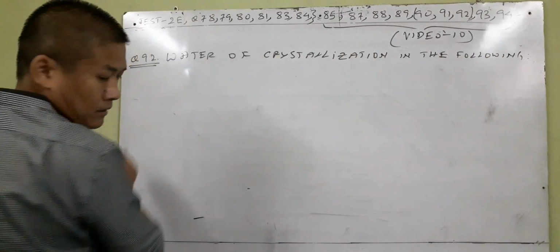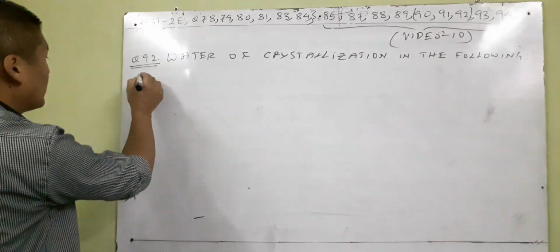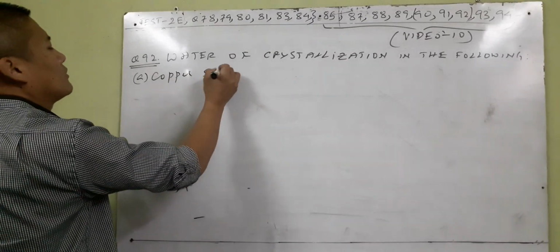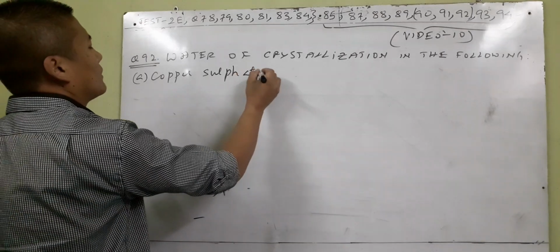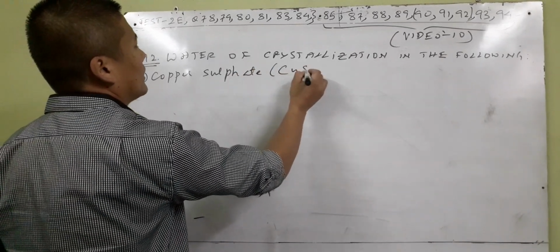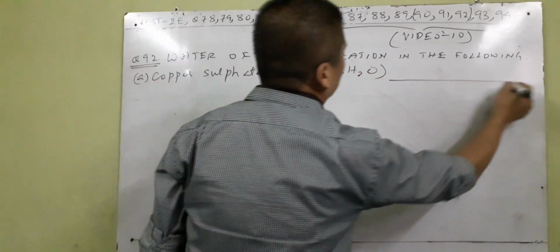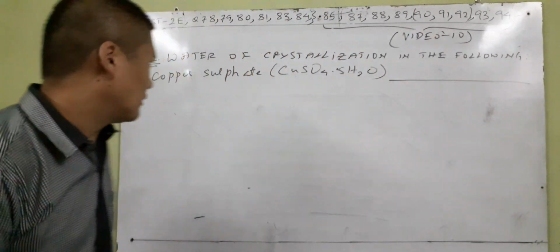Okay, number one, A. We have used A. So here, copper sulfate. Let us write the formula also. Copper sulfate. Write with your pen, CuSO4·5H2O. And then make a blank with your pen and write this blank with your pencil.